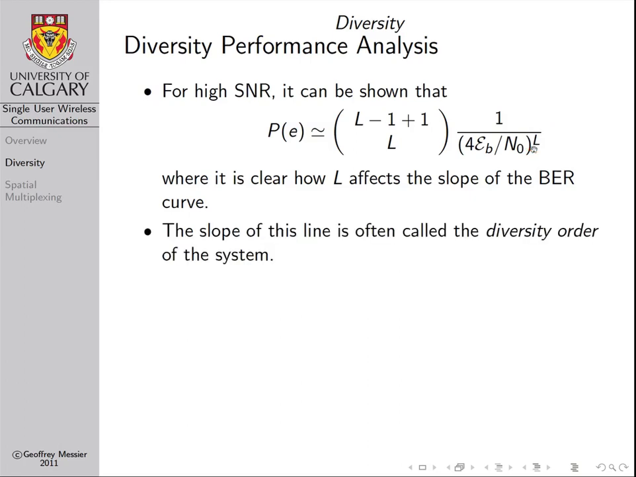And just a little bit of terminology, the slope of this line is often called the diversity order of the system. So if we have 2 diversity paths, we would say that the diversity order of the system is 2. 4 paths, we would say that the diversity order of the system is 4.